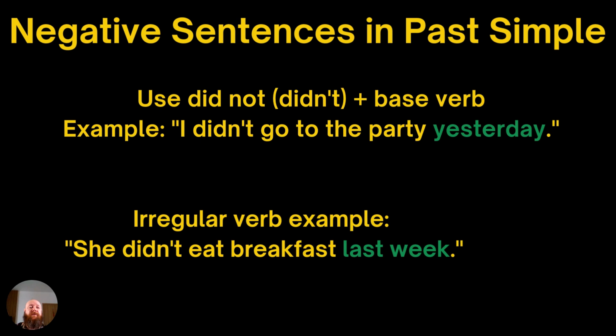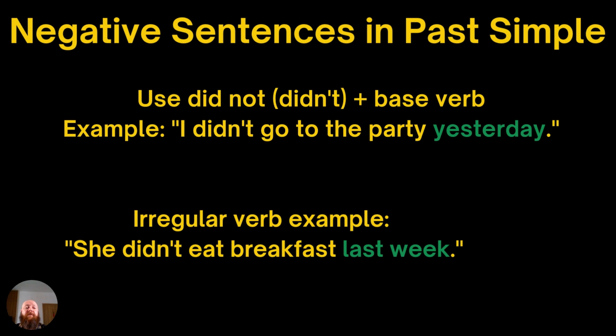Okay, so how do we make a negative sentence for past simple? So we use did not, so didn't, plus the base verb. So here, I did not, I didn't go to the party yesterday. So go is the verb. So if positive, I went to the party. A negative, we have didn't go. So the verb doesn't change.